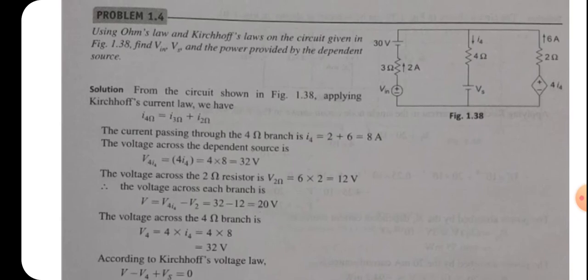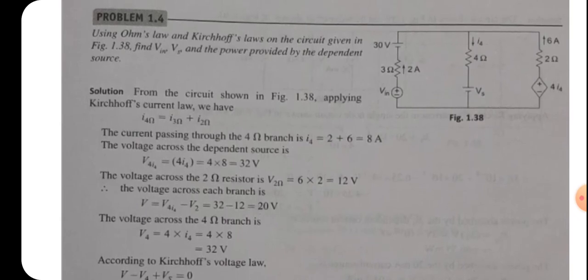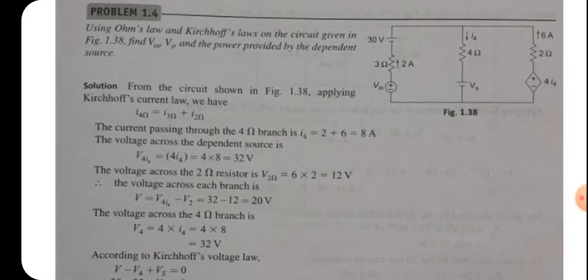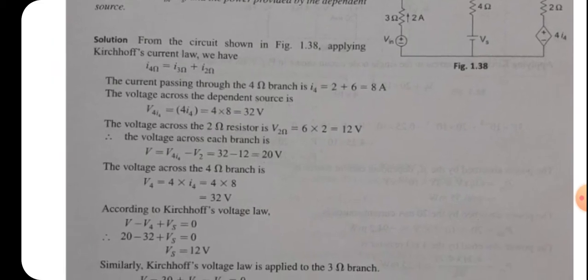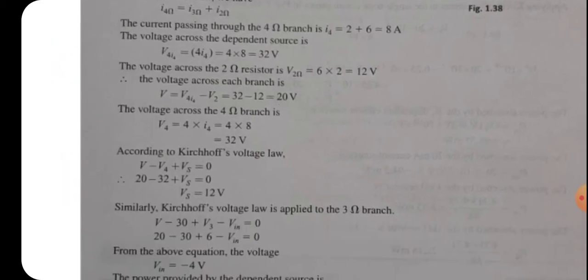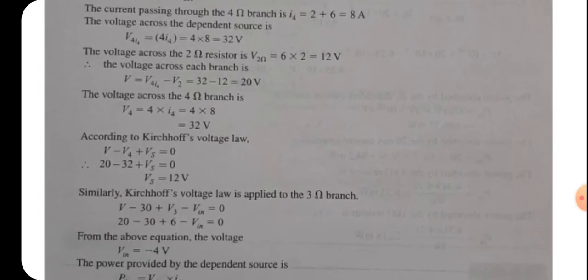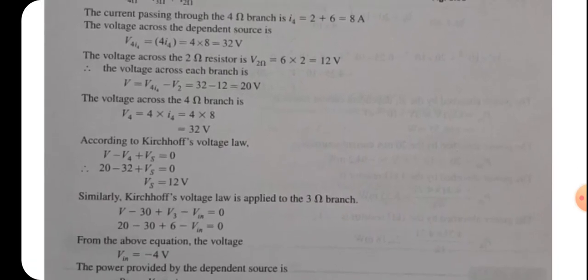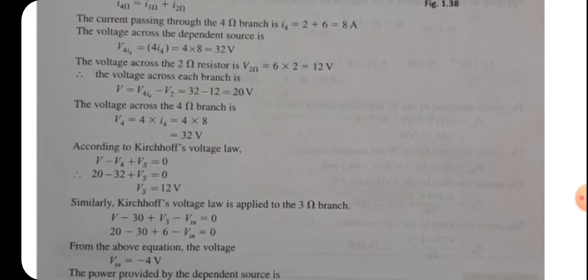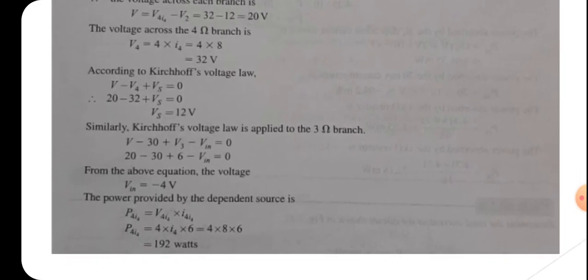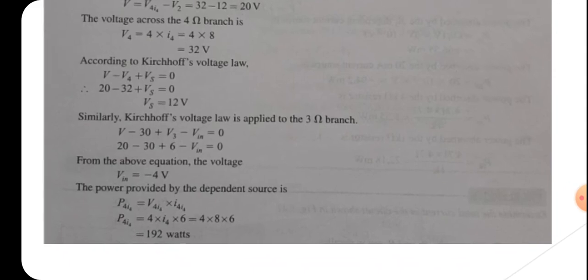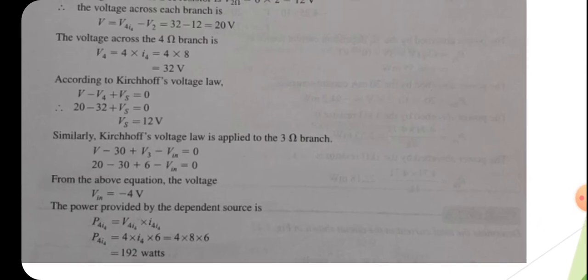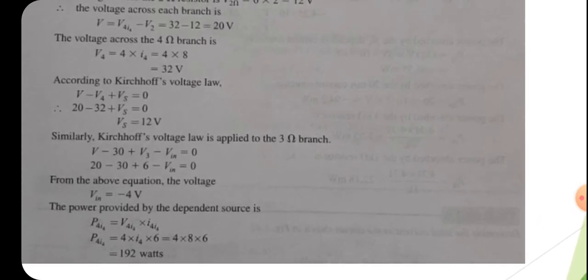So we can mark the polarities as a plus symbol near V in and a minus symbol near the 30 volt. But the assumed direction is from the 30 volt to V in. So the sign of V3 will be positive, and V in is from positive to negative, that is we give a sign minus V in. So we can write 20 minus 30 plus 6 minus V in will be equal to 0. From the above equation we can solve for V in. So we will get V in equal to minus 4 volt.